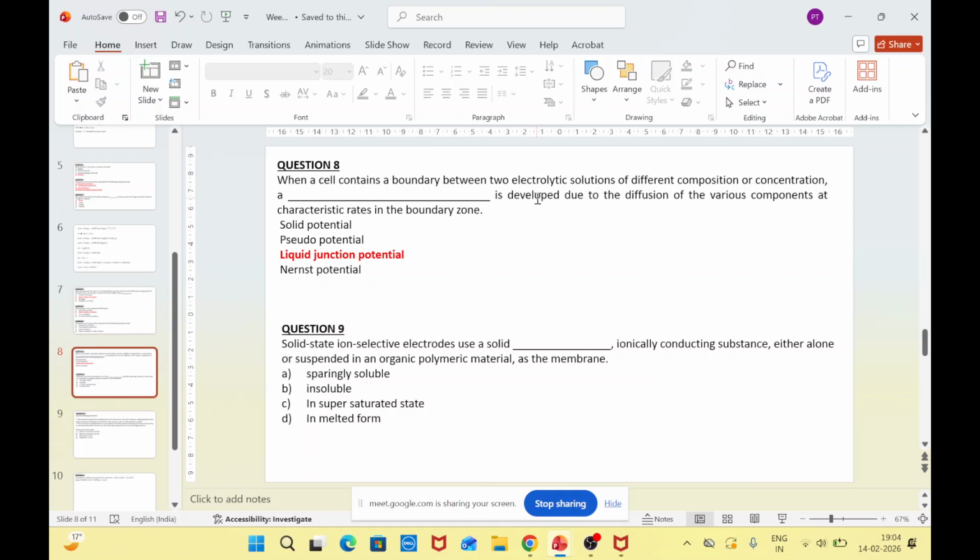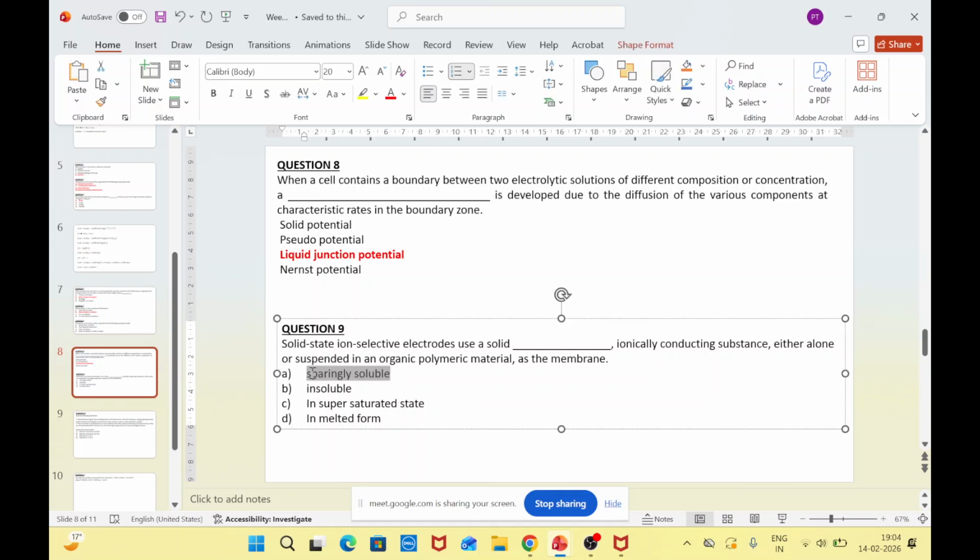So it should be sparingly soluble, because if the membrane is soluble, it will not serve the purpose of detection. It will totally get dissolved in the material and be gone. So it should be sparingly soluble, so that the sensitivity as well as the selectivity is high and the dissolution rate is slow. That is the reason the solid state electrode should use a solid, sparingly soluble, ion conducting substance. And in the case of the melted form, the conductivity actually decreases. So that is also one of the reasons.